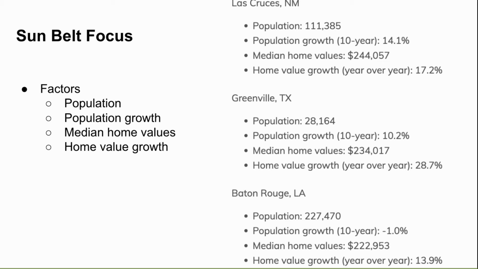First, Las Cruces in New Mexico, which has a population of about 110,000, and the population growth over a 10-year period has been 14%. Median home values are around $240K, and the home value growth has been 17% year over year. We also see that there's 2 other cities here, Greenville, Texas, and Baton Rouge, Louisiana, that have also seen a lot of growth with median home values around 200K. So even if you live in a market that's really expensive and you feel like you can't actually invest in it, then look at some of these markets that are having a lot of growth and have lower costs to entry.